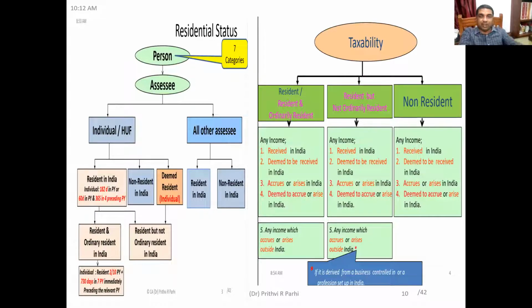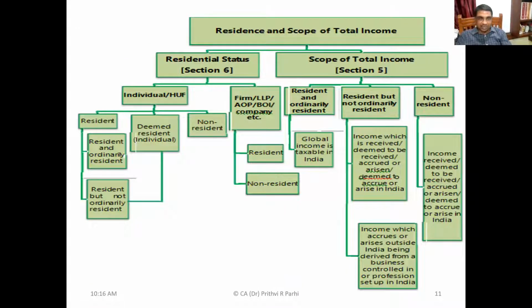Well, friends, now have a look at these two charts. Both the things you have already seen. We have already discussed the residential status, what the possibilities are, and which incomes will be taxable to which category depending upon residential status. The same chart I have explained here, in another form. The residential status, discussed in section 6, and the scope of total income, discussed in section 5, are both connected.